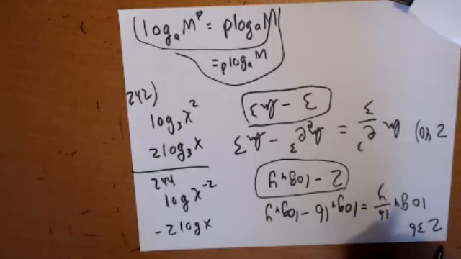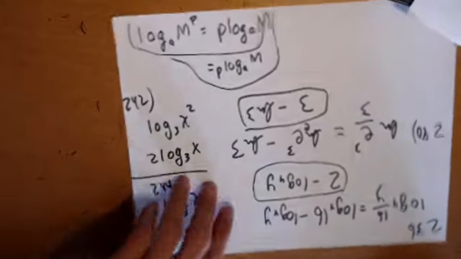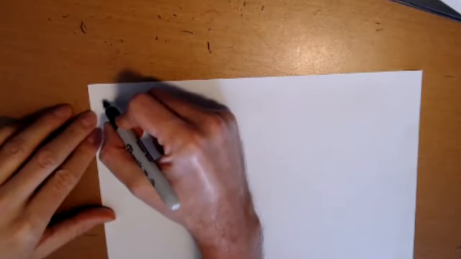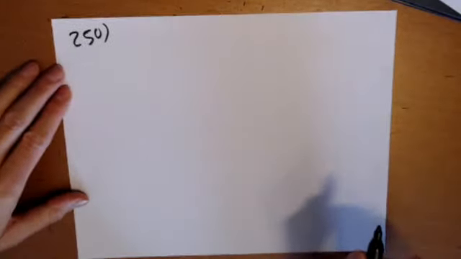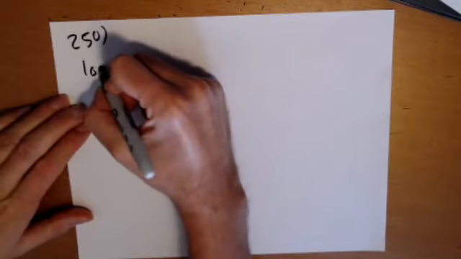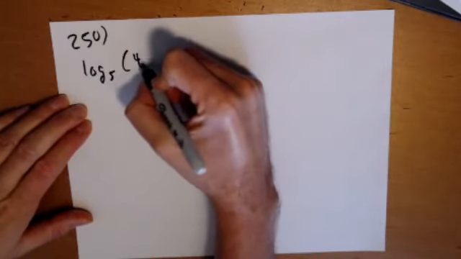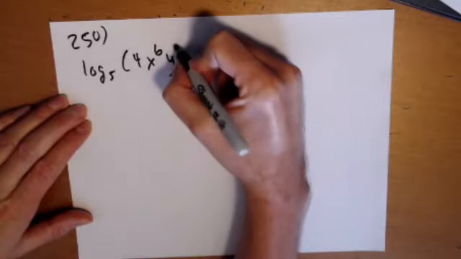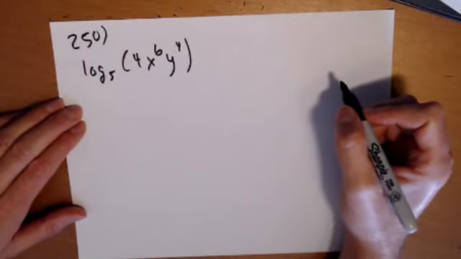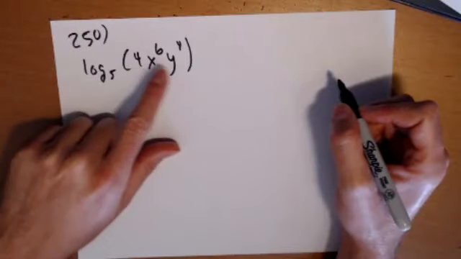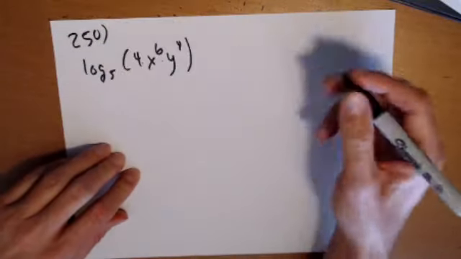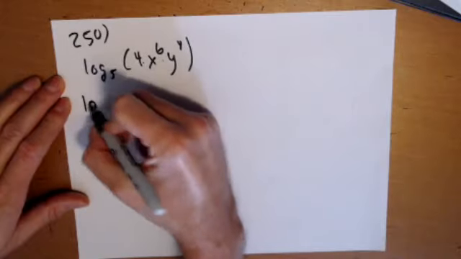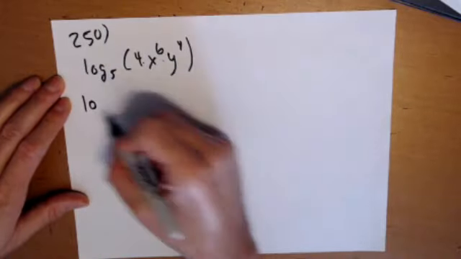Okay, 250. They want us to expand. Log base 5 of 4 x to the 6 y to the 4. So now we're going to use all of our rules. All those exponents are going to come down in front. Those three things are being multiplied, so we're going to turn them into addition. So just a couple steps. Once you do enough of these, you'll realize they're pretty easy.